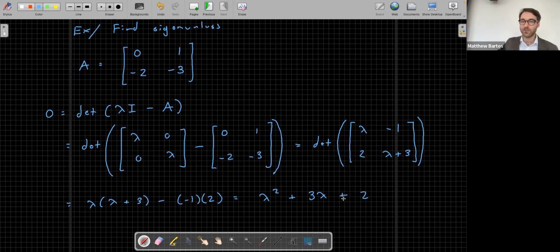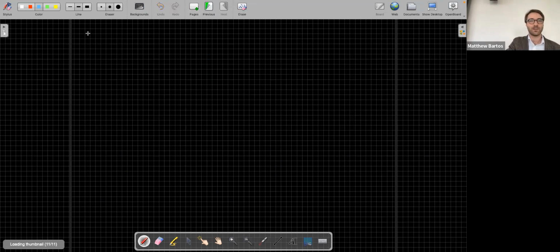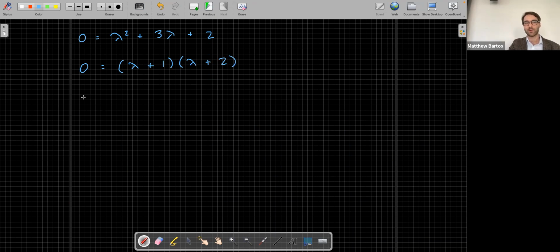So how can we compute the eigenvalues? We know that this is equal to zero, right? So how do we determine what the eigenvalues are? Yeah, we can just factor it. So let's go ahead and do that. We have that zero is equal to lambda squared plus three lambda plus two. We can factor this into lambda plus one and lambda plus two, right? And therefore our eigenvalues are equal to what? Negative one and negative two. Very good. So that's how we can compute the eigenvalues by hand for some matrix A.